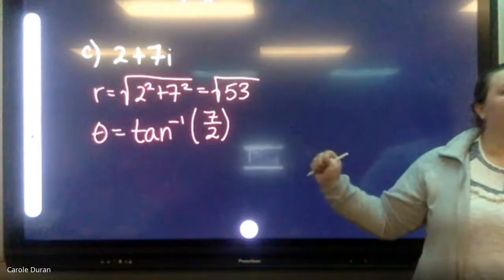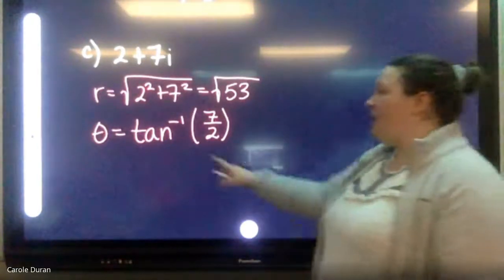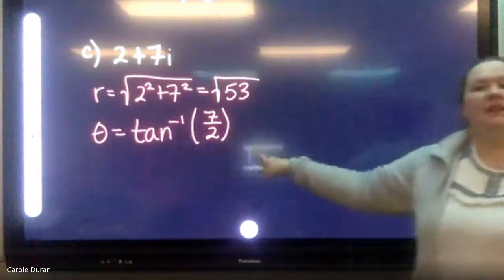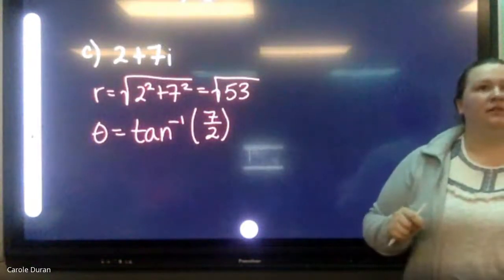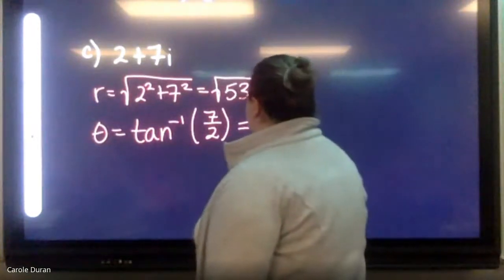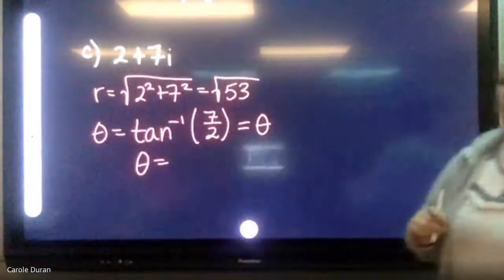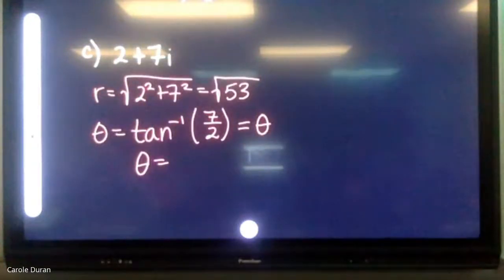So what I'm going to do is I'm actually going to use my calculator for this one. And we're going to do tangent inverse of 7 over 2 and see what we come up with. Wait, but that doesn't make sense. Why does... Oh, no, it doesn't. Yeah.